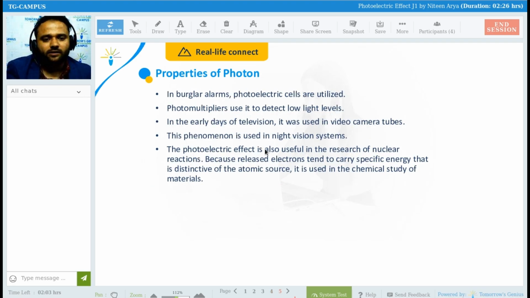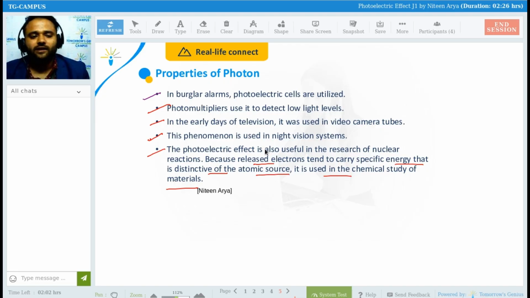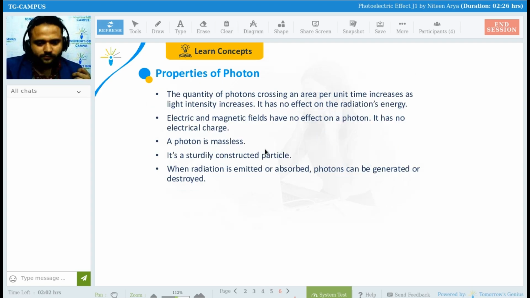Okay. Now in burglar alarms, photoelectric cells are utilized. These are the important applications. Photomultipliers are used to detect low light levels in the early days of television. It was used in video camera tubes. This phenomenon is used in night vision systems. The photoelectric effect is also used in the research of nuclear reactions because released electrons tend to carry specific energy that is distinct to the atomic source. It is used in the chemical study of materials. So this photoelectric effect is used in so many different ways.